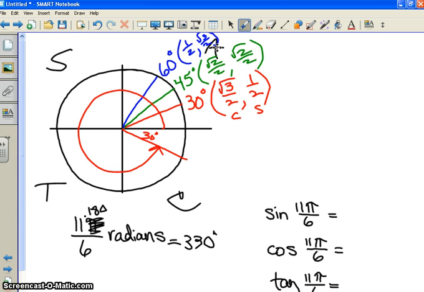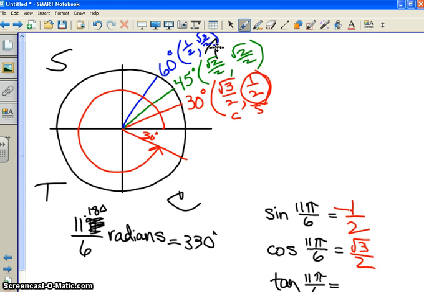So then I'm just going to refer to my 30 degree angle. Sin of 330 degrees, or 11 pi over 6, is going to be 1/2. But remember, we're in the fourth quadrant where cos is positive, so that'll be a negative 1/2. Cos is going to be radical 3 over 2, positive in the fourth quadrant.